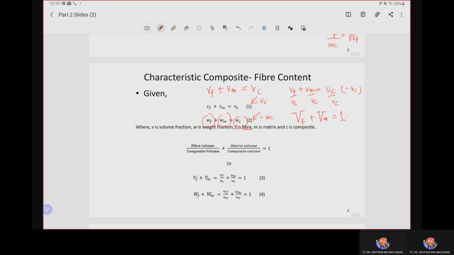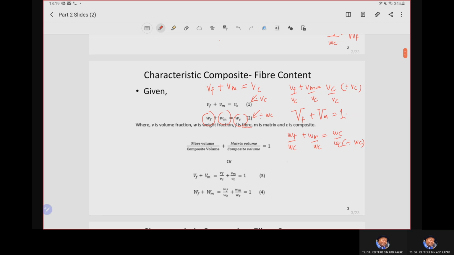And the same goes for the weight fraction. WF plus WM equals WC. Divide with WC, WC over WC. We will have the weight fraction of fibers plus the weight fraction of matrix equals the unity value of the composite.